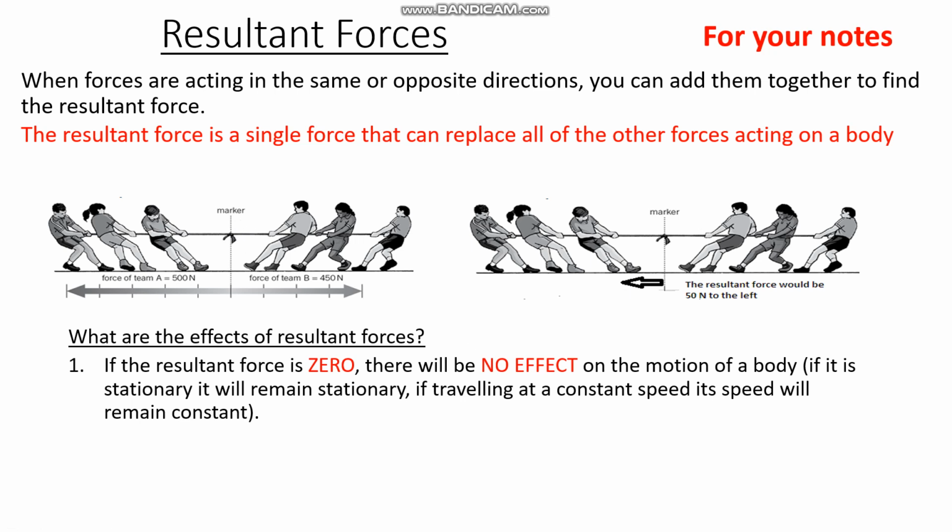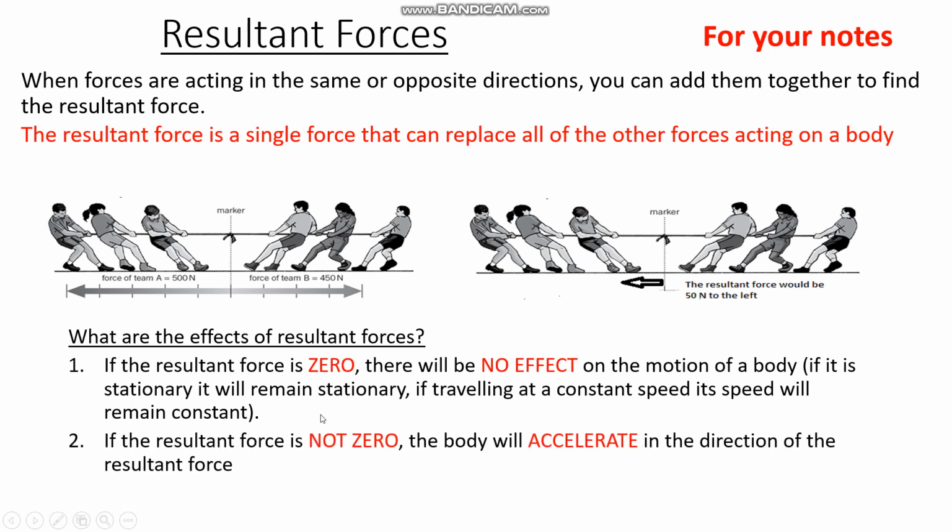That's really important. So if the marker here was stationary to begin with and the forces are balanced, the old key stage 3 term we used, the resultant force is 0, then that marker would stay there. It would not move. If it's already moving to the right, for example, at a nice steady speed, it would continue to move at a steady speed. If the resultant force is 0, there will be no effect on the motion of the body. If the resultant force, however, is not 0, the body will accelerate in the direction of the resultant force.